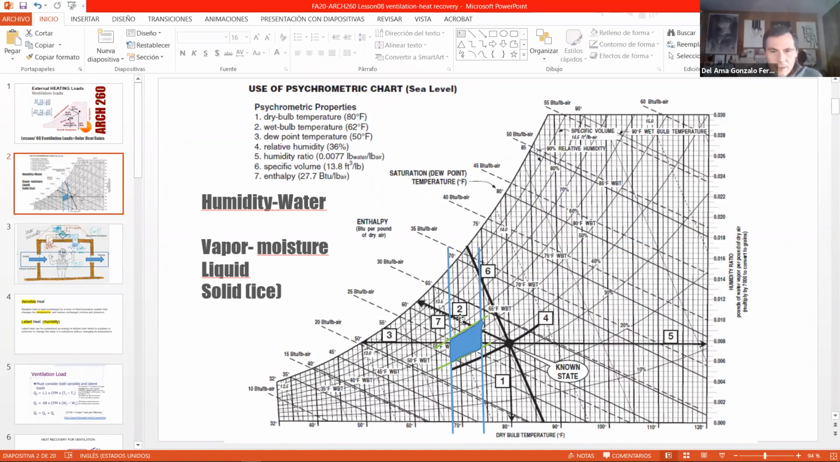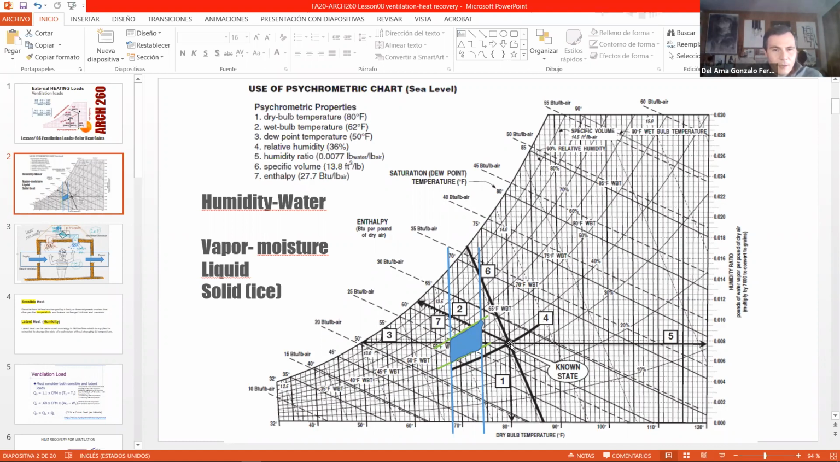Well, here, as you can see, we have 1, 2, 3, 4, 5, 7, and this is 1, 2, 3, 4, 5, 7. So here, if you need to know where the dry bulb temperature is, the dry bulb temperature is that scale here. Okay, so if this is 80 Fahrenheit, you can see that this line going down is 80 Fahrenheit. If the relative humidity is 36, relative humidity is number 4. So this is between 30 and 40. So this is 36.